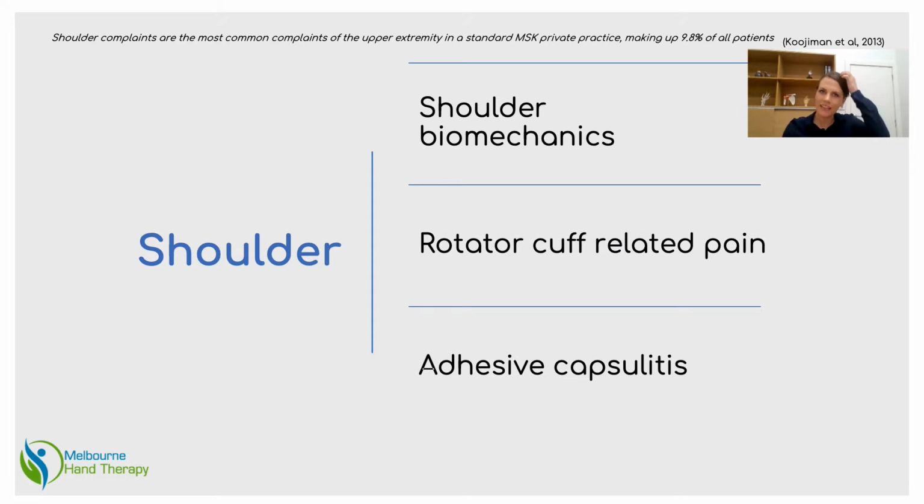So the shoulder is a fairly complicated joint when it comes to assessment and management. I'm only going to touch on a couple of conditions today due to time constraints. It's important to note that shoulder complaints are one of the most common complaints of the upper extremity in a standard musculoskeletal private practice, making up to 9.8% of all patients.